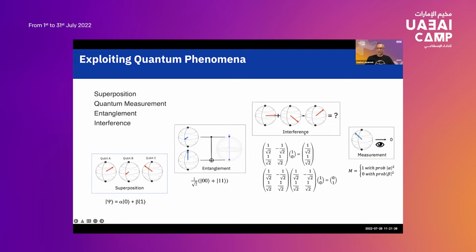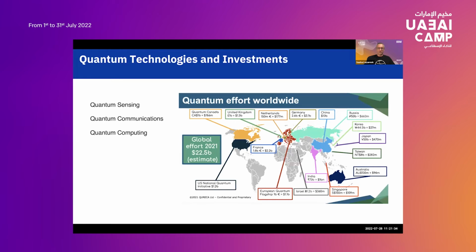Superposition, entanglement, interference, measurement, this is the basis of quantum computing. These phenomena are used for several technologies, not only quantum computing, but for all quantum technologies. They are all exploiting the same phenomena. We are talking about quantum sensing, communications, and computing.